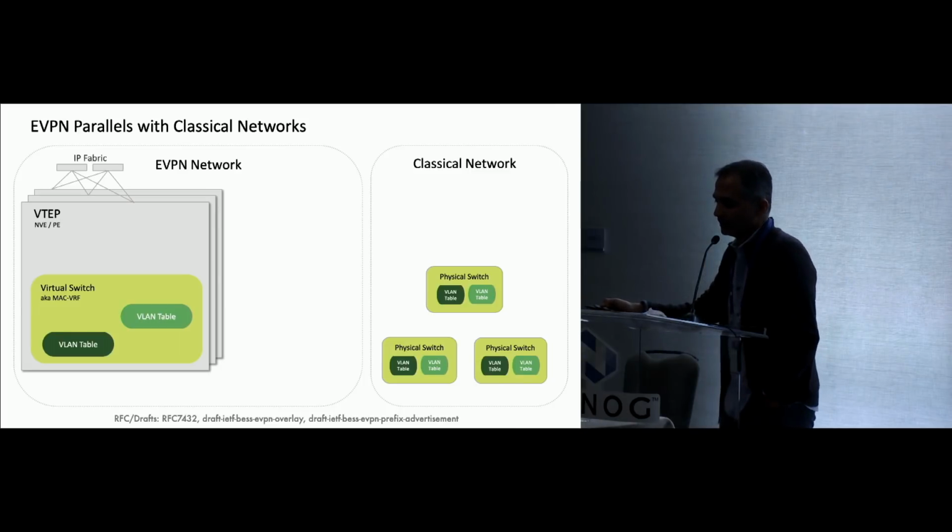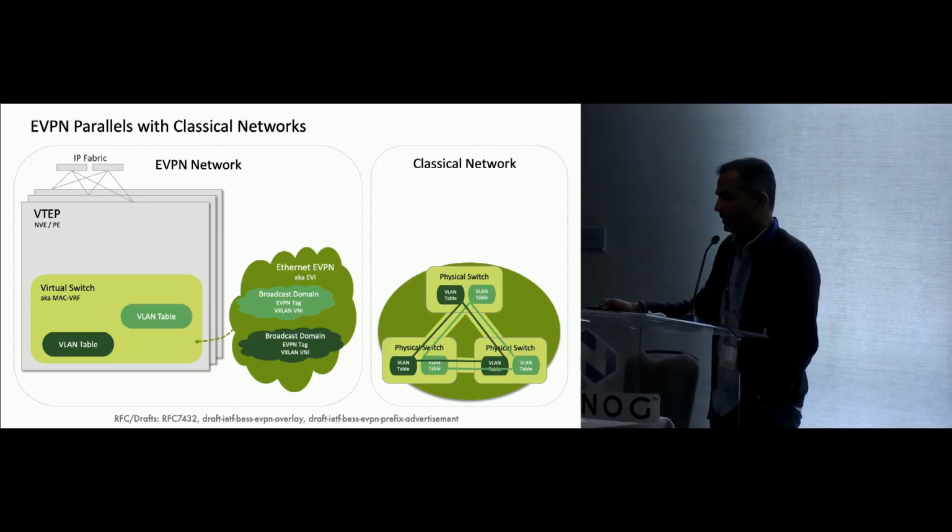In the physical switch, we have VLANs, VLAN tables specifically. In the EVPN network system, within a virtual switch, you have VLAN tables as well. Same thing. In the classical network, you have VLAN trunks connecting the physical switches, with VLAN channels connecting the VLAN tables across the physical switches, creating an adjacency between those tables.